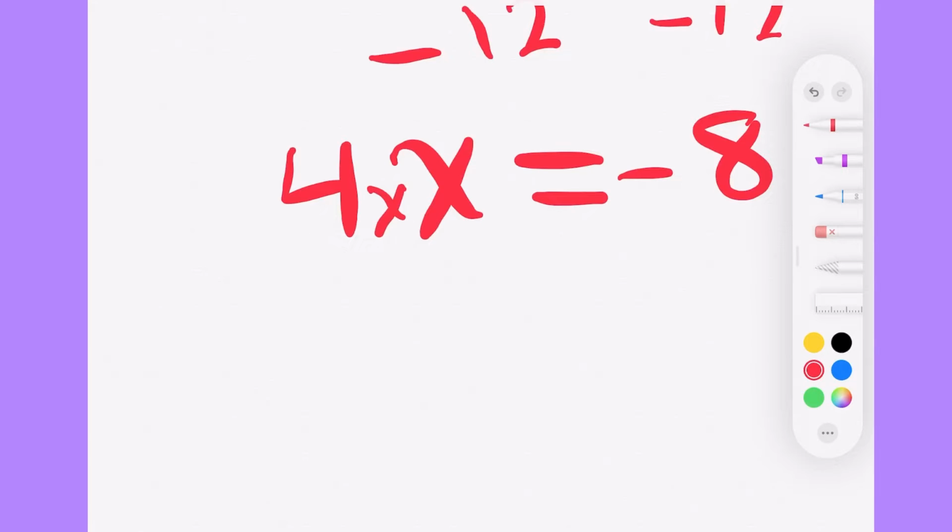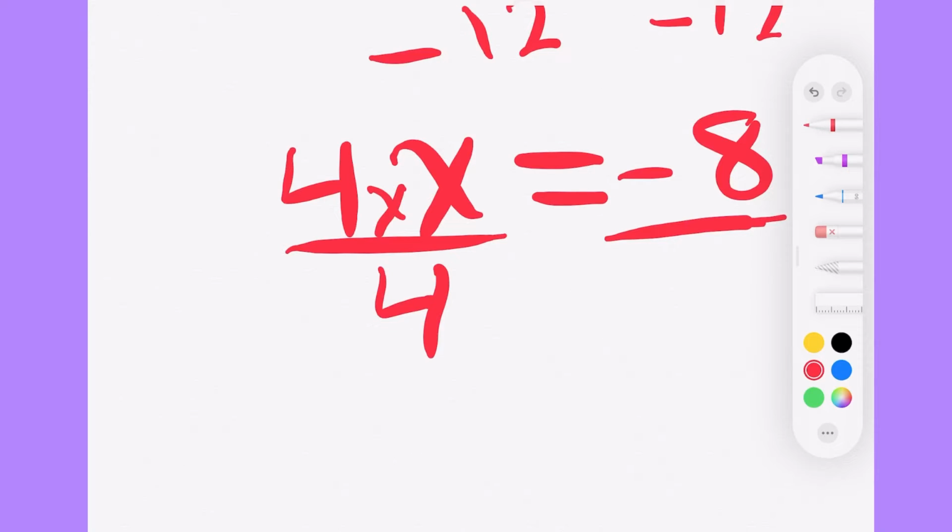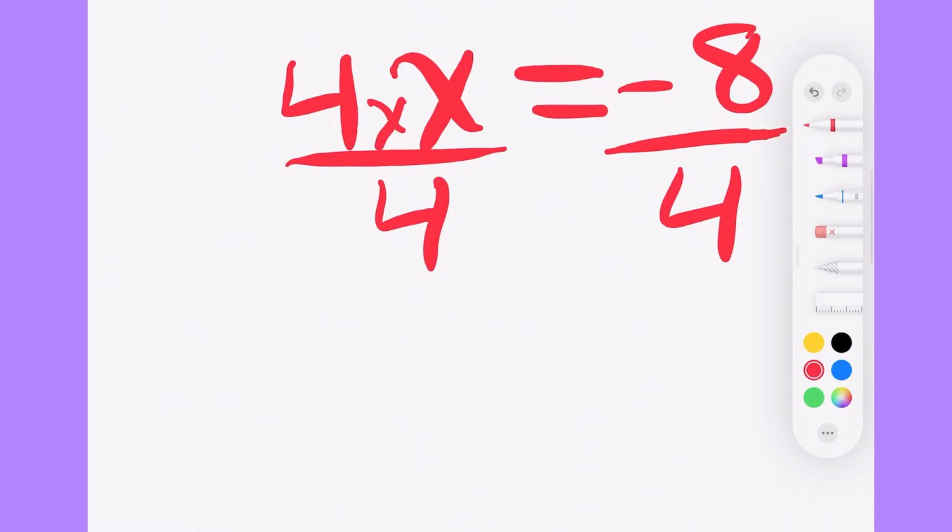Remember, there's a multiplication here. So 4 by x. How to get rid of this 4? Well, there is a multiplication, and the opposite of the multiplication is dividing. So we divide it by 4, the same number. So 4x divided by 4 equals, and we do the same thing here, minus 8 divided by 4. This is, of course, x equals minus 8 divided by 4.